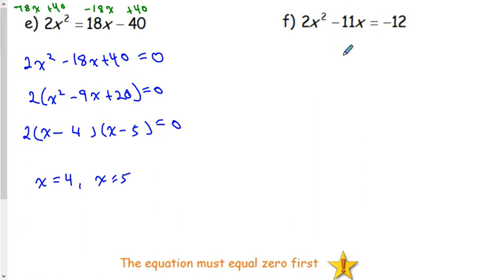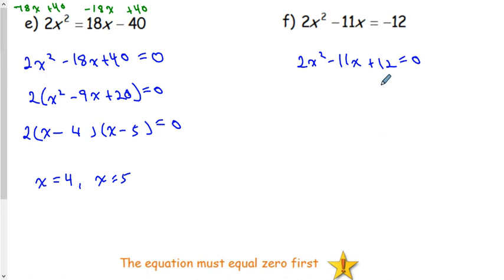Okay, how do I solve for x in f? Well, I've got to move everything over to one side. Let's do that. Let's add 12 to both sides. So we end up with 2x squared minus 11x plus 12 equals 0.